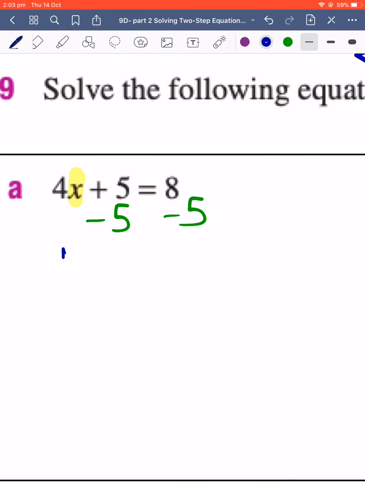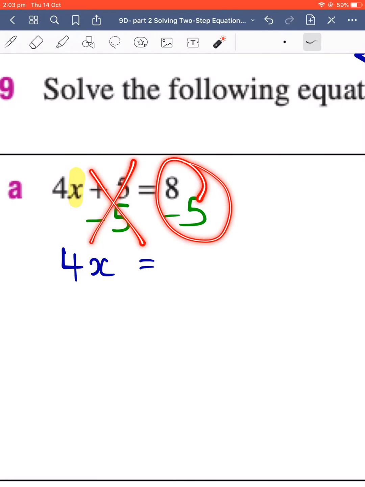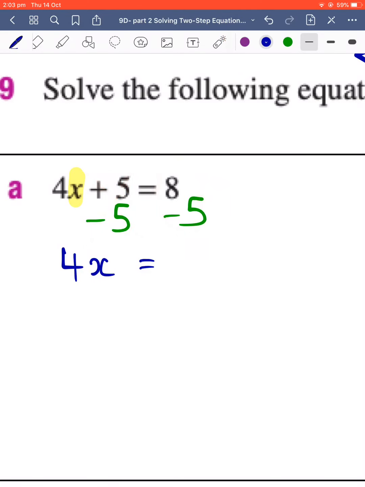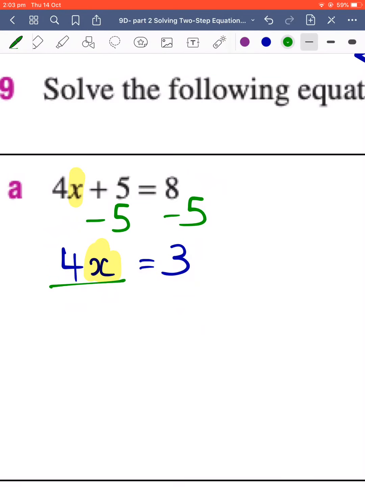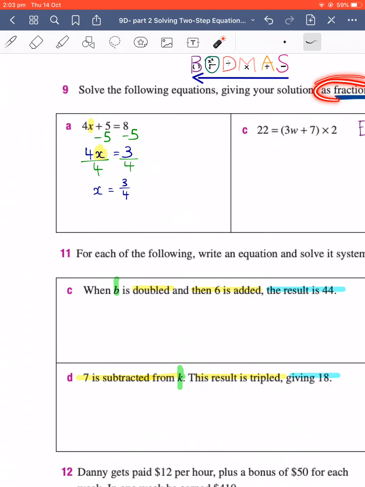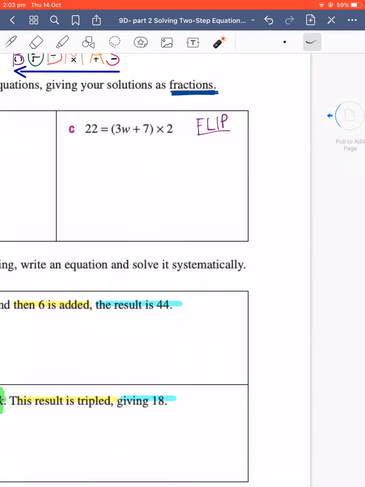And then let's write out our next line. So we still have 4x, and again, these two will cross each other out. And then 8 minus 5 gives us 3. Now, again, highlight our pronumerals so we can see what we're doing. So 4x equals 3. This is a multiplication, which means we need to divide, and we divide by 4 on both sides. So let's absolutely do that right now. And I end up with x equals 3 over 4. And again, remember the question said to have it as a fraction. There's my answer. Next one.